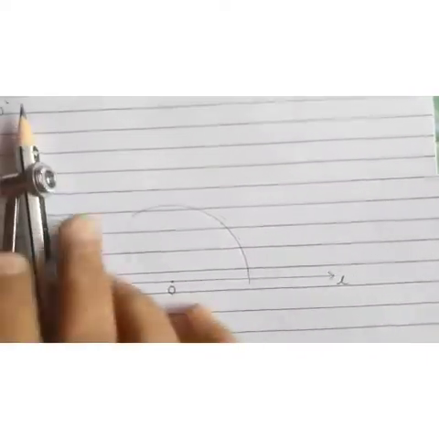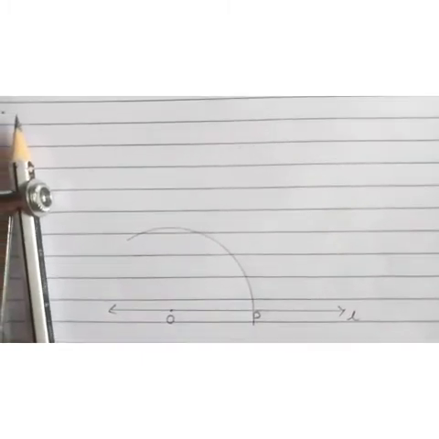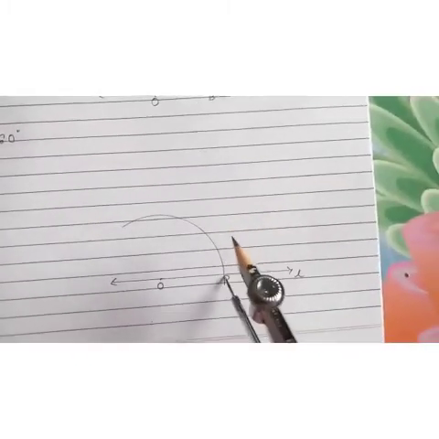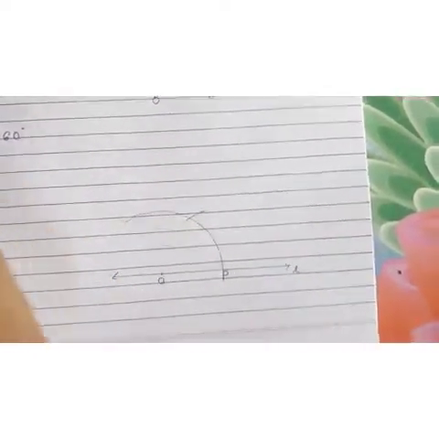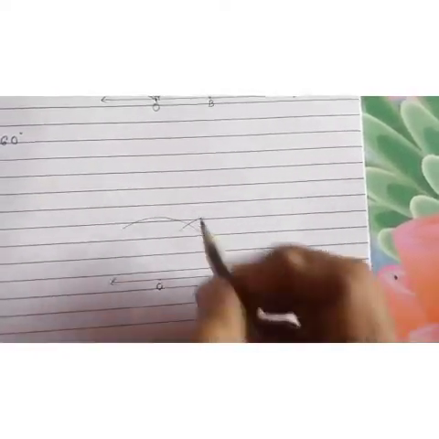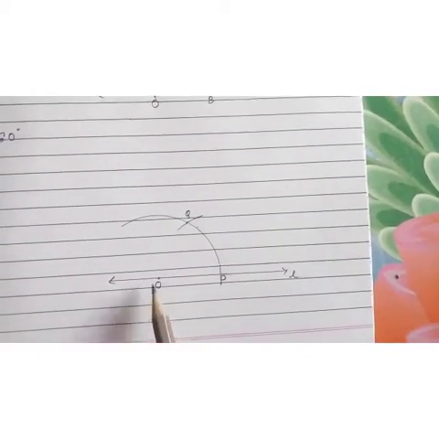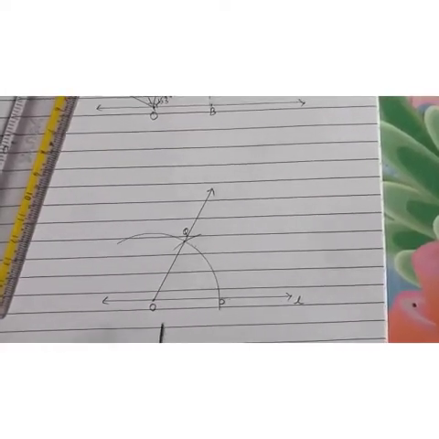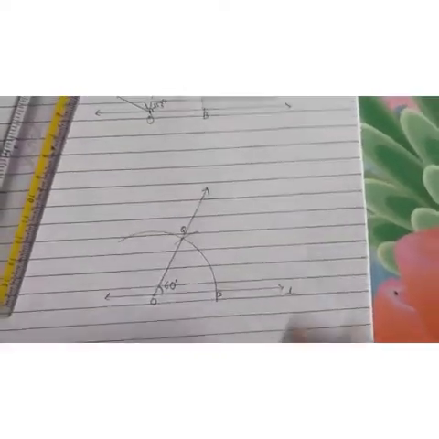I have drawn an arc. Now mark this point as P. Now with P as center and same radius, don't move this, let it be fixed. Now with P as center, cut this arc. You get a point. Mark this point as Q, and then join OQ. When you join OQ, you get the required angle, that is 60 degrees.